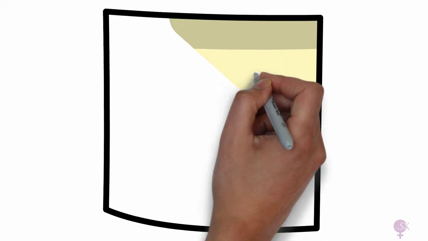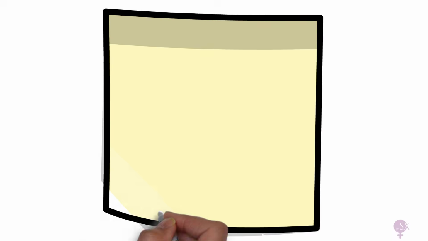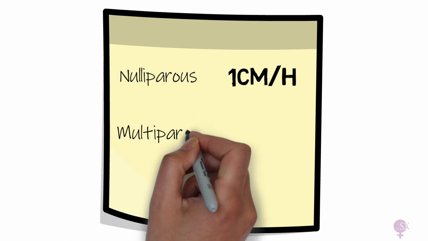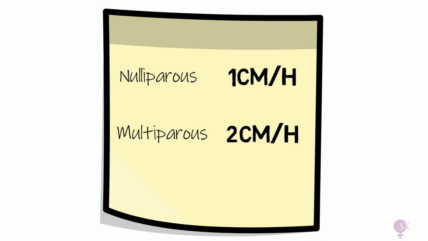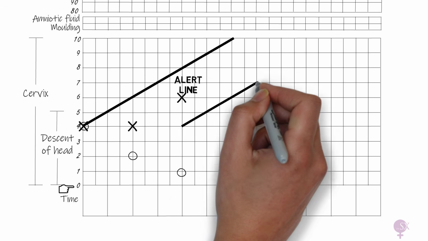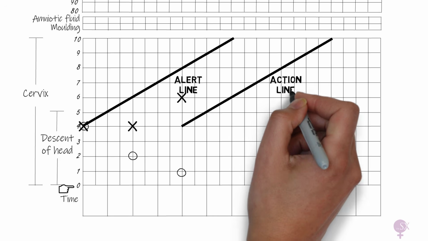Now, as a vague idea to understand appropriate progress in labour, we should expect that the cervix dilates by 1 centimeter per hour in nulliparous women and 2 centimeters per hour in multiparous women. Therefore, once a woman is in labour, an alert and action line are drawn on the partogram as we can see here, helping us understand if there is adequate progress.